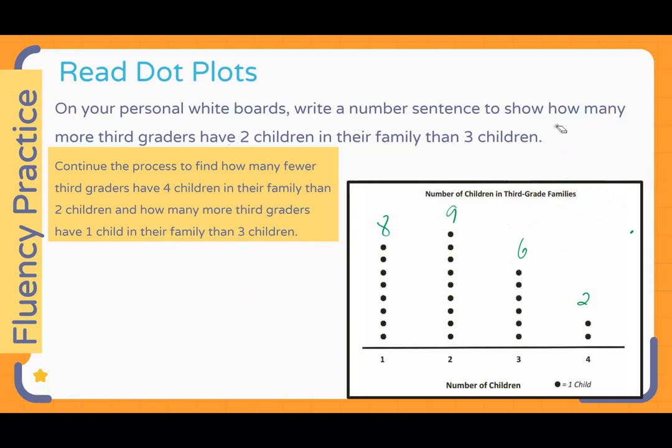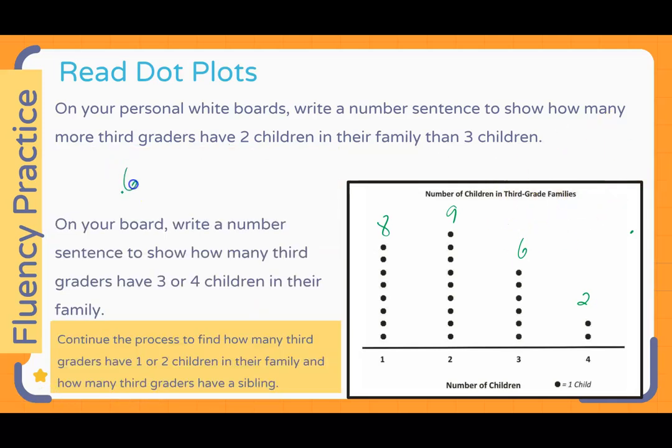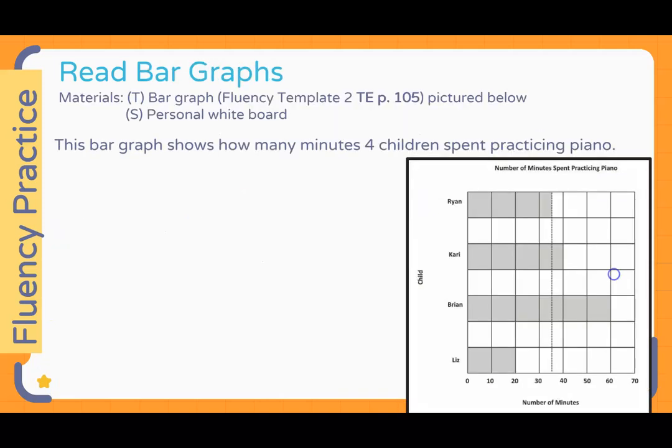Okay. So we know 3 has 6 and 4 has 2. Do we know how many have 3 or 4? So we would add, that would be 8. Okay. Next, we're looking for this one right here next.